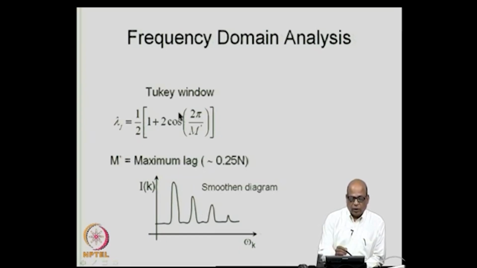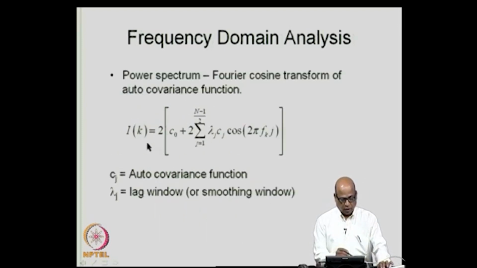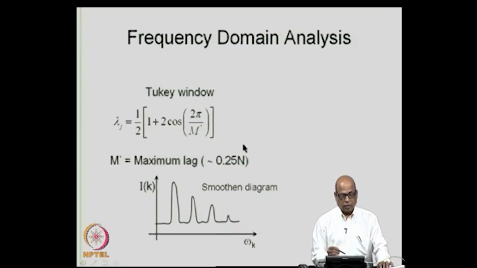The smoothened spectrum is omega k versus I k. Once you estimate lambda j's, you can estimate I k, since the covariance functions are known. So, you estimate the covariance functions and then I k, and omega k is the same as what we did earlier, 2 pi k by n, and you plot omega k versus I k. This is called a power spectrum. It will be a much smoother diagram and it is also a consistent estimate.